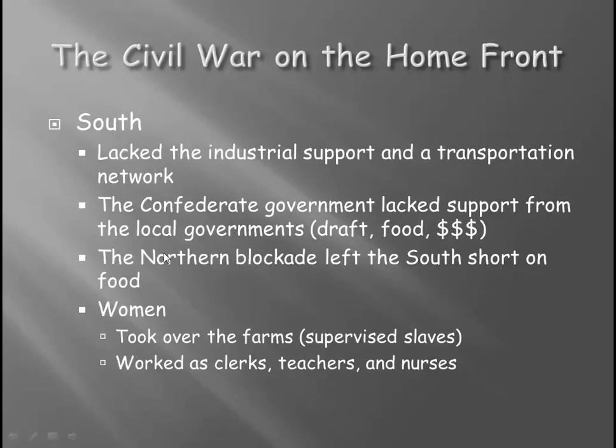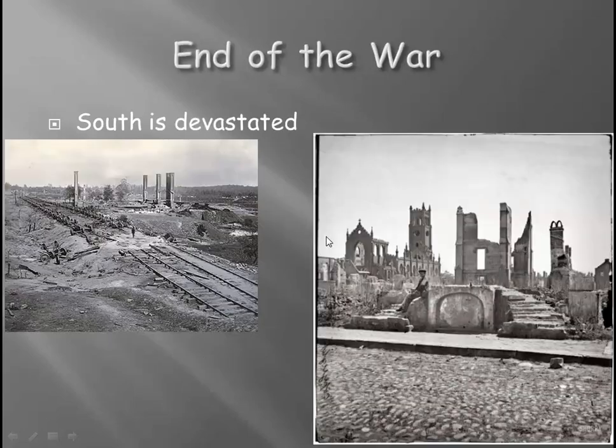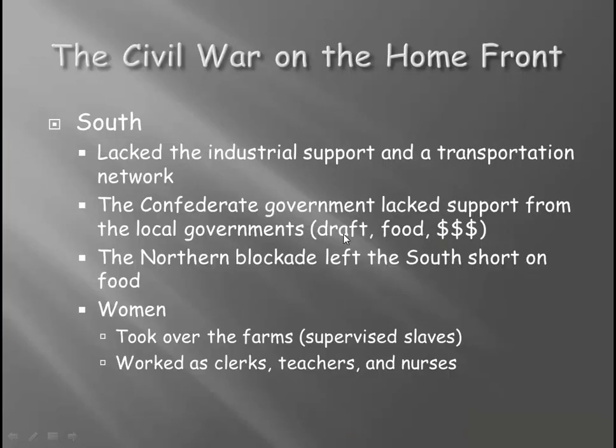What happened down south? Well, as you can imagine, it was a little more devastating to the South. Why? They did not have the industrial support. They did not have the amount of railroads that the North had. They couldn't move supplies around. They couldn't make supplies. So they were ill supplied throughout this war, which led to their loss. The Confederate government did not have support from the other governments. So people didn't go, and they weren't able to draft as many soldiers as they thought. They were running short on food, and they certainly weren't making any money. The Northern blockade actually worked well. It left the South short on food and resources.